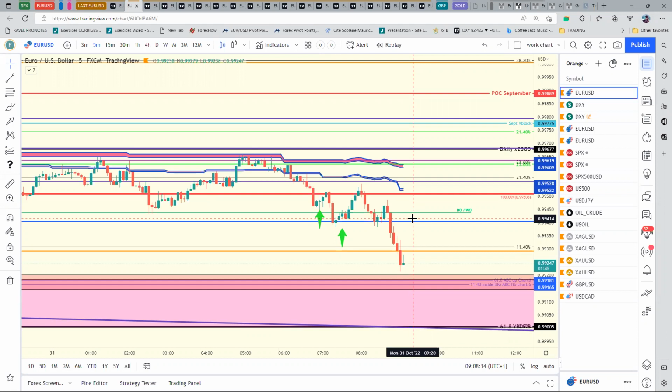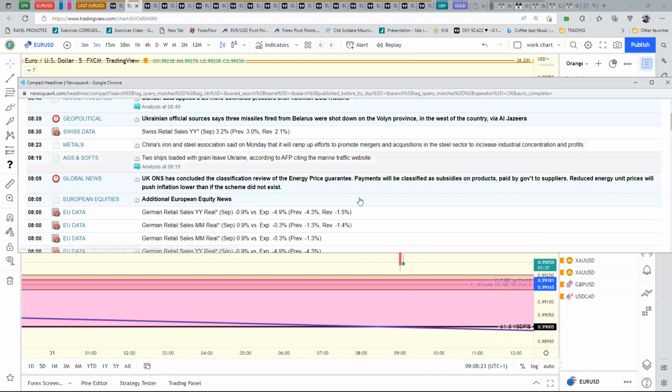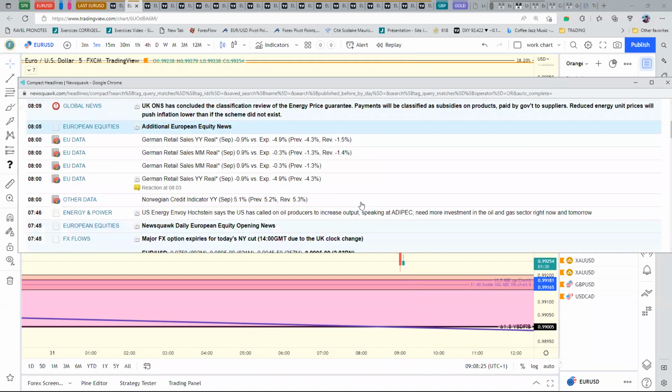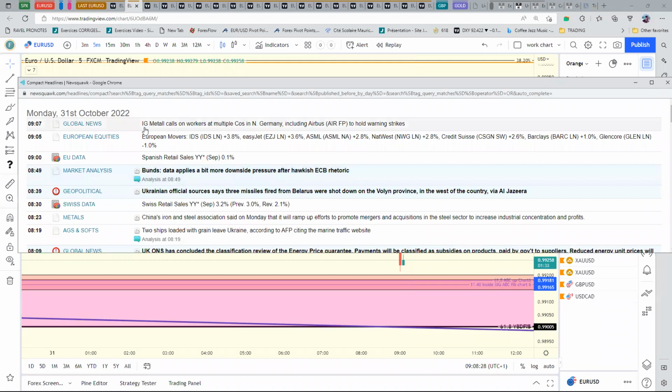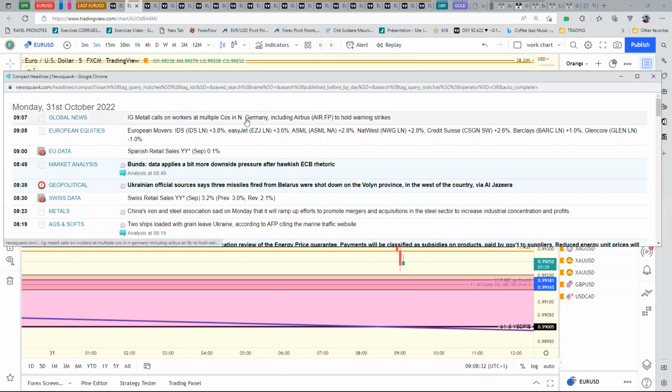So it looks like there have been some activities in Ukraine, which is probably why we had this little move here. But whatever happened in Ukraine, that's what you will get live here in the Forex Seeds Pro. You will get this information coming to you. So you see here, 3 missiles fired from Belarus were shot down in the Volyn province in the west of the country. So that's nothing big happening.